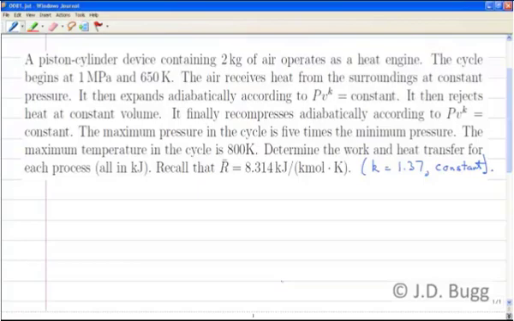Recall that R bar, the universal gas constant, is 8.314 kilojoules per kilomole degree Kelvin, and also the ratio of specific heats K is constant at 1.37. So lots of information given here, and let's start by summarizing this information just to make sure we understand what's going on. First of all, we have a small piston cylinder device here.